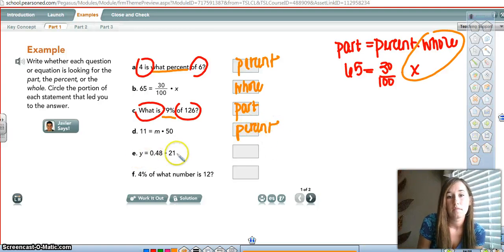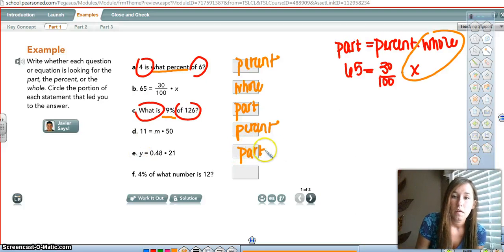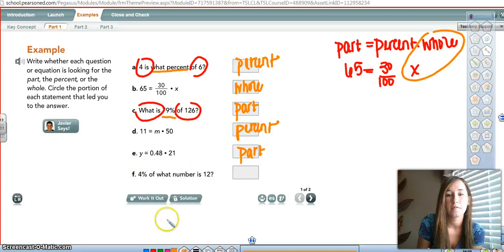Here's another one. Same format. Think about the percent equation. What's it looking for? The part. And lastly, 4% of what number is 12?